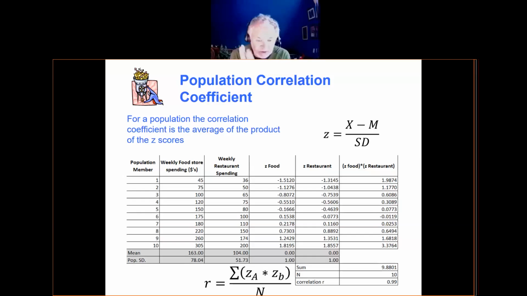I convert my two variables into their standardized scores, their Z scores: Z for food, Z for restaurant. The correlation coefficient is simply the product of the Z-scores. I multiply the Z-score for the food by the Z-score for the restaurant, do that for all 10 people, sum those values up, and then divide by the number of people, and that is my correlation coefficient. In this case, the correlation coefficient is 0.99, or almost perfect.